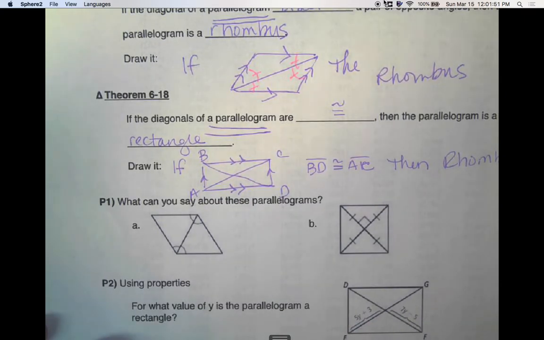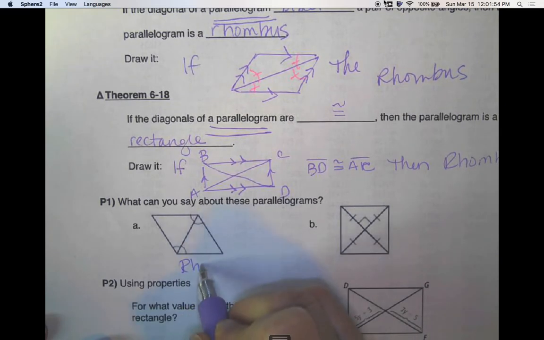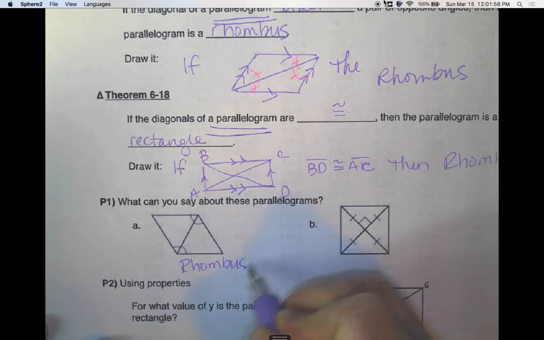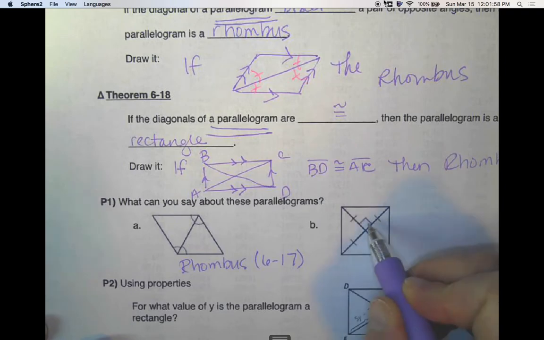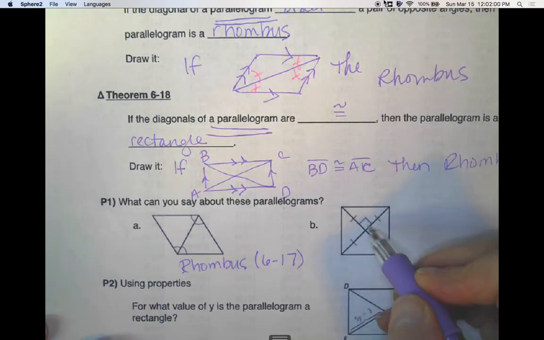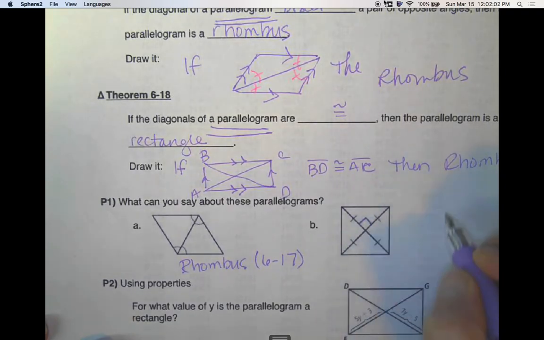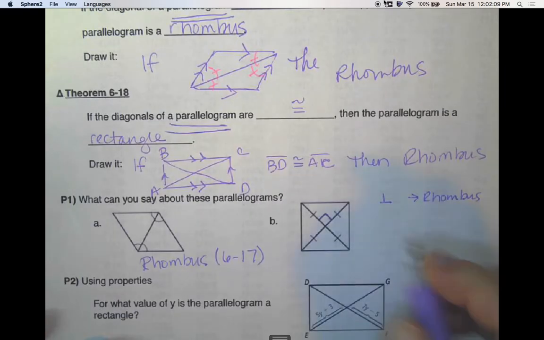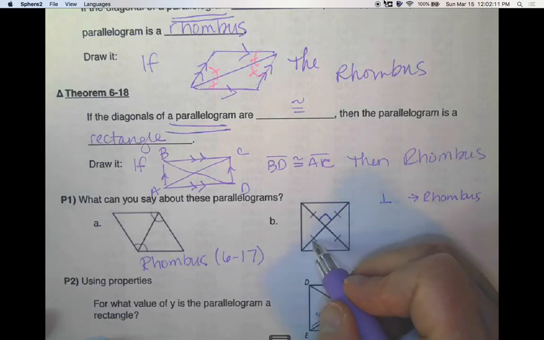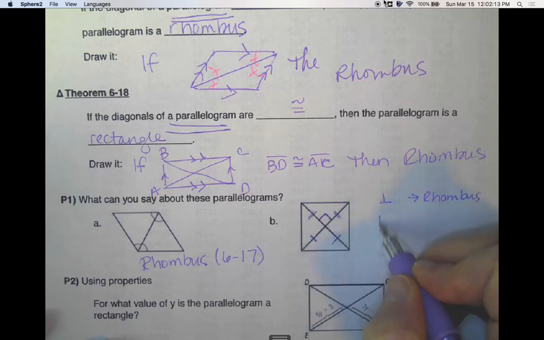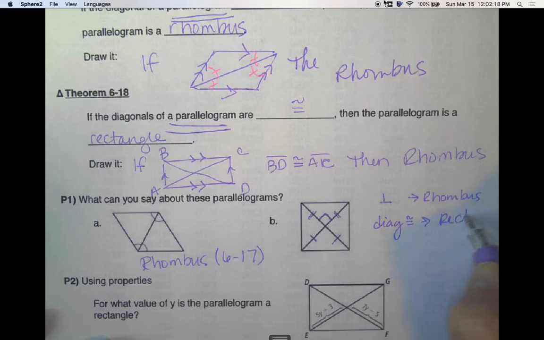And down here, so what can you say about these parallelograms? So this one, I would know it's a rhombus because of 6-17. This one, I can see that the diagonals are perpendicular. So the perpendicular diagonals tells me rhombus. But then I also know that the diagonals are congruent. So that tells me rectangle. So if it's both a rectangle and a rhombus, then it must be a square.